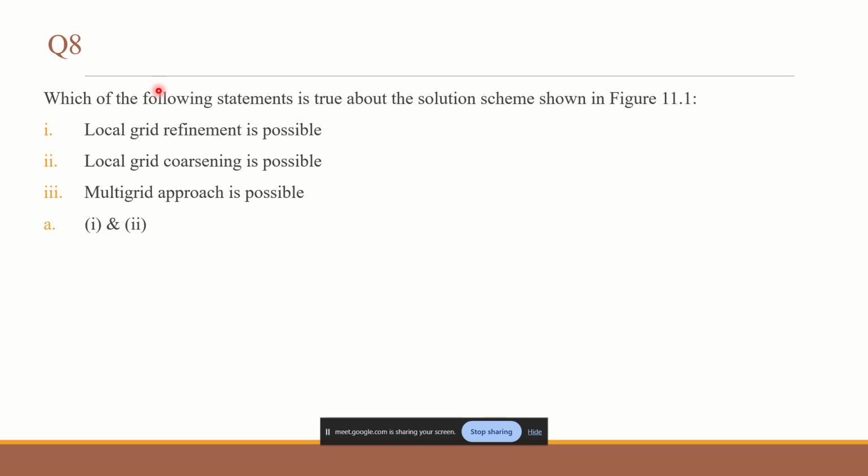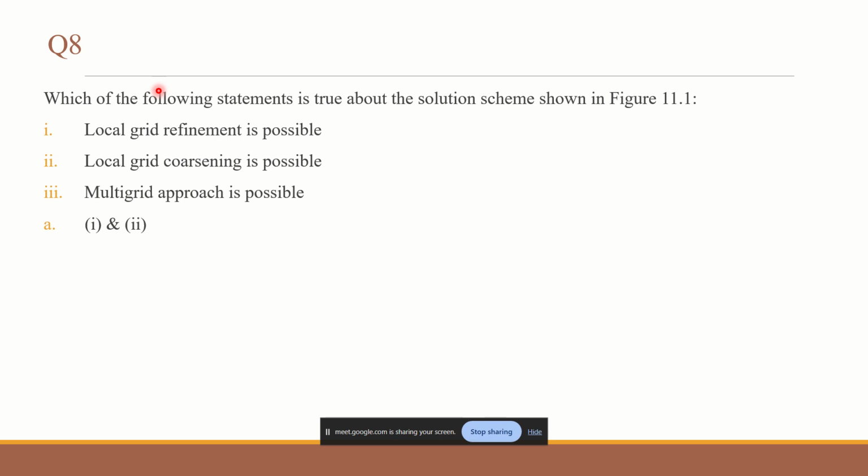So are we able to use it for figure 11.1? Yes, we can use it for figure 11.1 as well. So local grid coarsening is possible, local grid refinement is possible, and we can use the multi-grid approach as well. All three statements are in fact true.